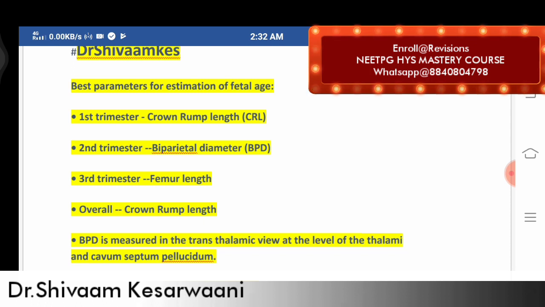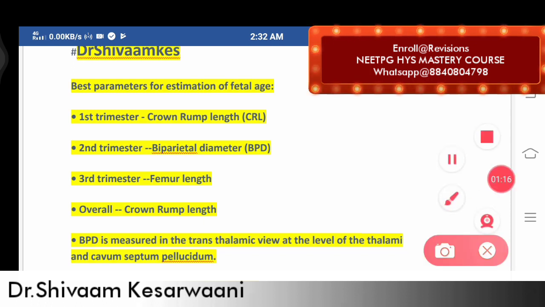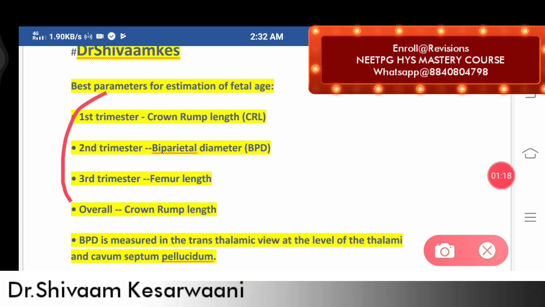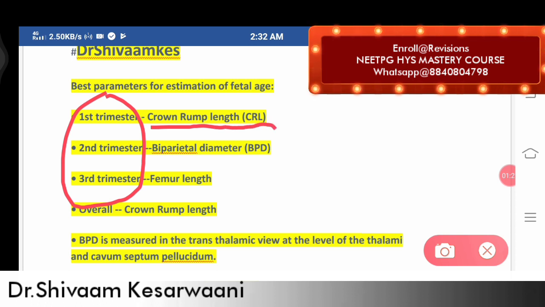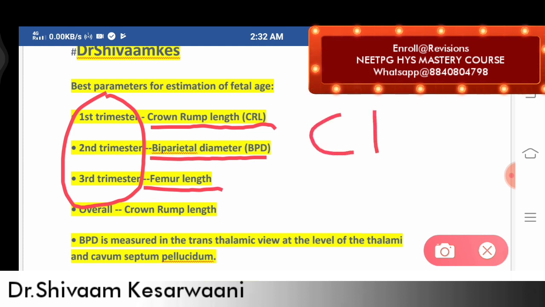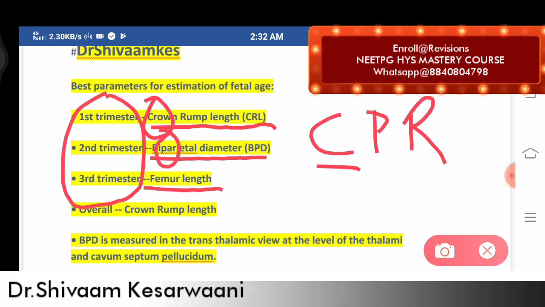So best parameter for estimation of fetal age. Here you have to remember it according to the trimester. In first trimester, it is crown rump length. In second, it is biparietal diameter, and in third, it is femur length. So how are you going to remember it? You have to remember CPR, and that's it. C for crown rump length, P for biparietal diameter, and R is for femur length.